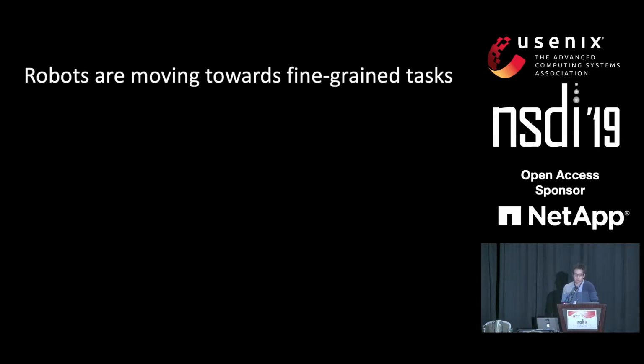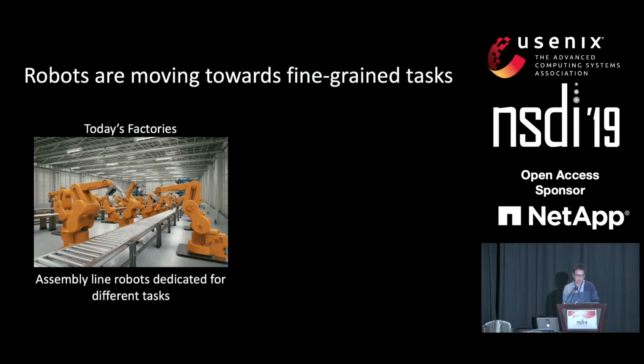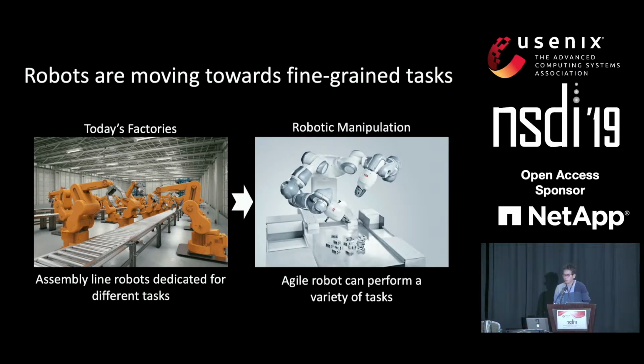Today, we're witnessing a trend of robots moving towards more fine-grained tasks. For example, in a traditional factory assembly line, there are usually a large number of robots dedicated to different tasks. They just pick up the same parts from the same place and execute the same task over and over again. However, there is a growing interest in replacing these robots with fewer, more autonomous and agile robots that can perform a variety of tasks according to what they have perceived.